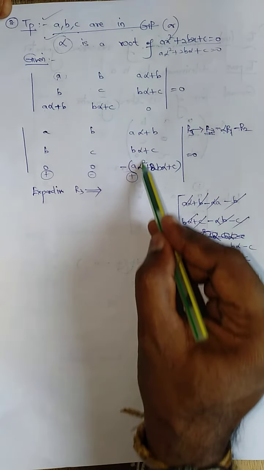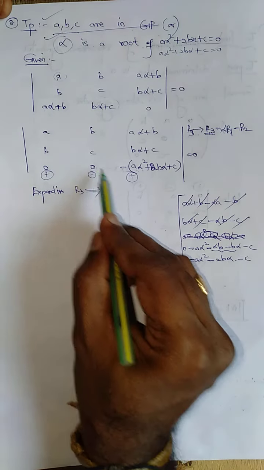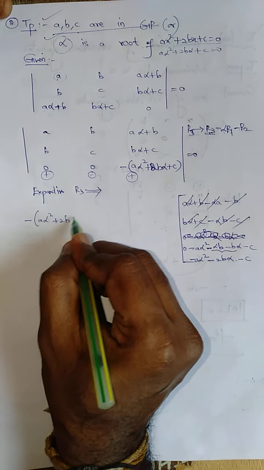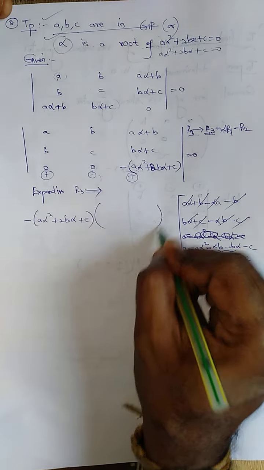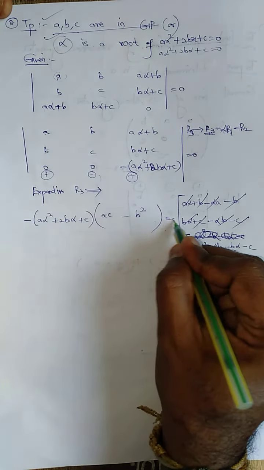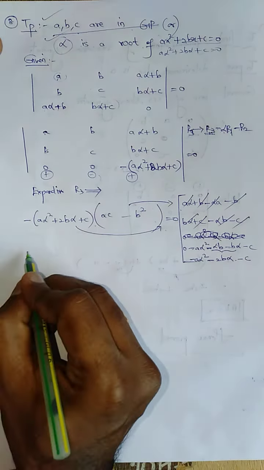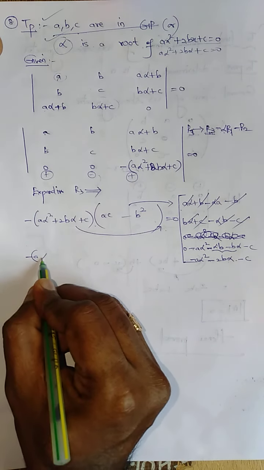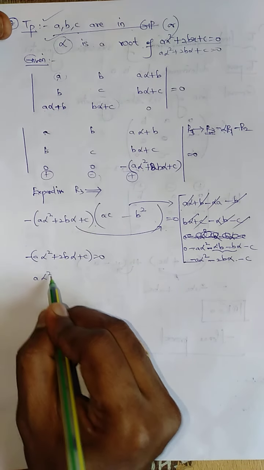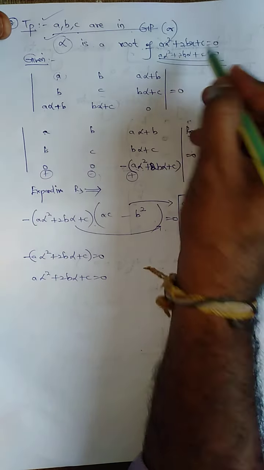Expanding along R3, the signs are plus, minus, plus, minus, plus. So this row, this column will move. First I need to write this one. I don't need to expand the 0 and 0 because they are going to become 0. So 0 into bracket, 0 into bracket, and then plus into minus: A alpha square plus 2b alpha plus c, open the bracket, AC minus B square is equal to 0. Now equate to 0. This one can be equal to 0, or this can be equal to 0. First take this one: minus A alpha square plus 2b alpha plus c is equal to 0. Minus we can neglect. So we have got A alpha square plus 2b alpha plus c equals 0.